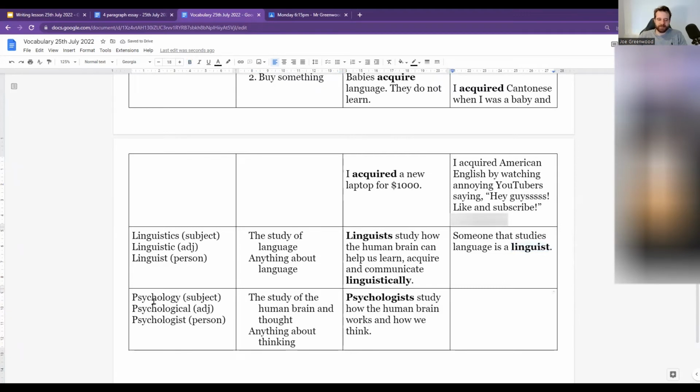Who can make a sentence with the word psychologist then? Someone that studies the human brain is a psychologist. You see, it's not difficult at all. Actually, I'm going to tell you, it's not just human brain. It could be animal brain too. So animal brain. I said human actually, but it could be animal too. So this is my mistake, because you can have animal psychology, not just human psychology.